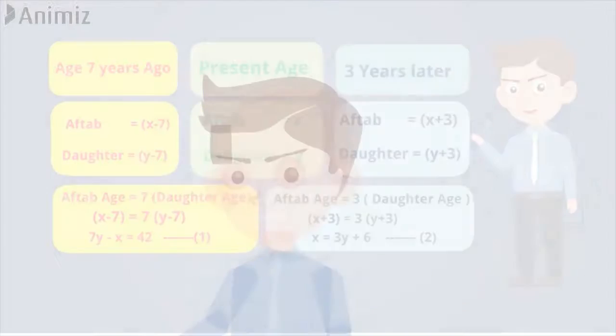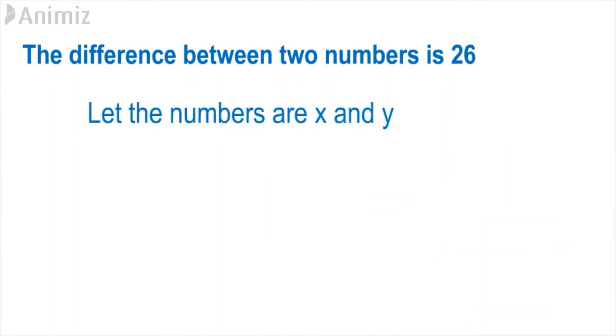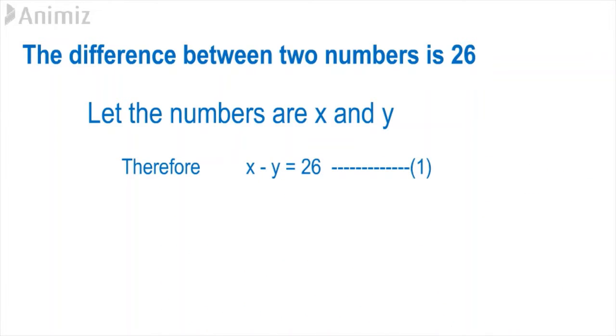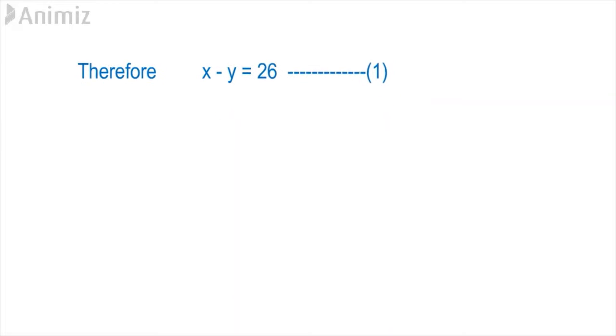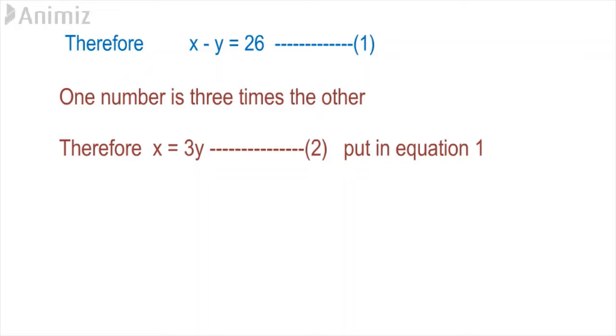It says that the difference between the two numbers is 26. Firstly, I'm talking about two numbers, so I'll assume the two numbers are x and y, and because their difference is 26, x minus y has to be 26. This leads to the first equation. Further, it says one number is 3 times the other. Of course the greater number will be 3 times the smaller number. So let us say x is greater than y. That means x is equal to 3 times y. This gives me the second equation.